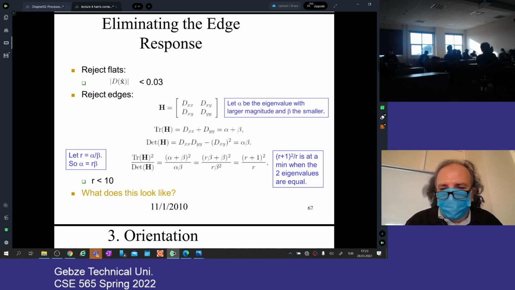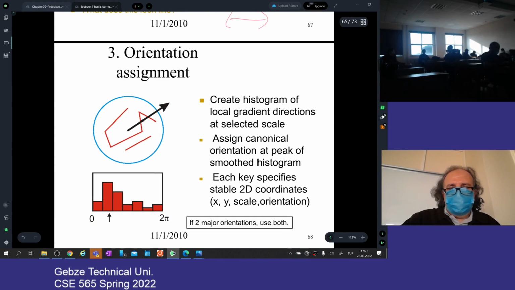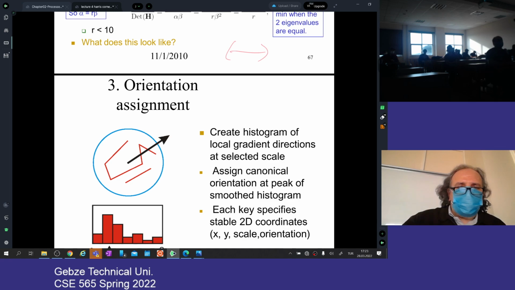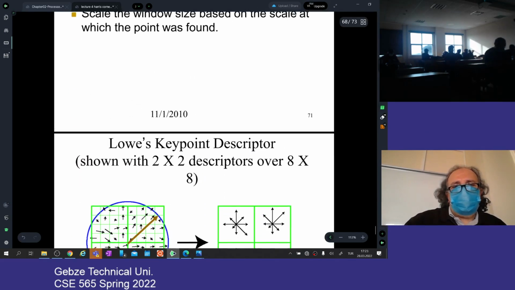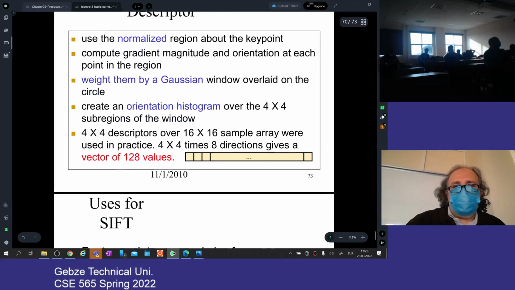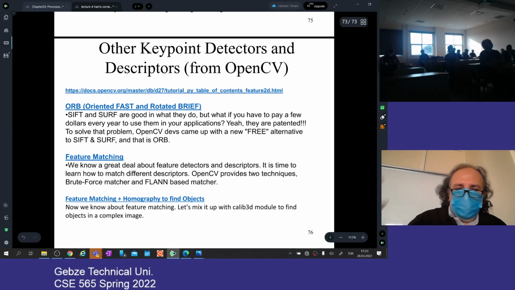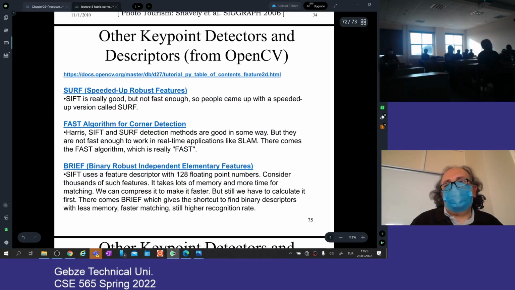It looks like I won't be able to finish this up, but I don't want to keep you late. I think I will stop here, and for the next lecture I am going to show you this. I will tell you how to find the orientation of each corner point that we find. Orientation assignment I told you about. And then after that, the 128-dimensional descriptor. And after that, I'm going to look at the OpenCV implementation of the alternative key point detectors.